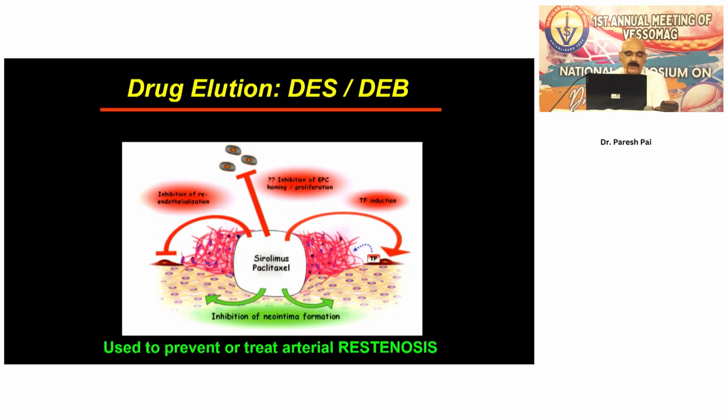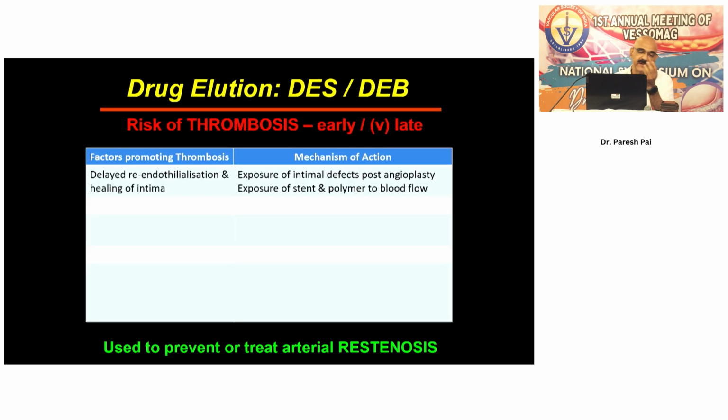It's inhibition of new intimal formation, but the side effect is that it also inhibits re-endothelialization, as we talked about, inhibition of EPC homing and proliferation, and induction of tissue factor, which causes thrombosis. So the risk of thrombosis starts with immediate use, so it's early. It can be late, it can be even very late. There are people who have stopped adequate anticoagulation for say 1 year, and they have ended up with thrombosis, mainly because of these reasons.